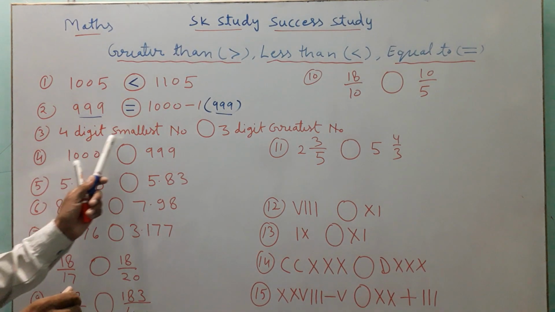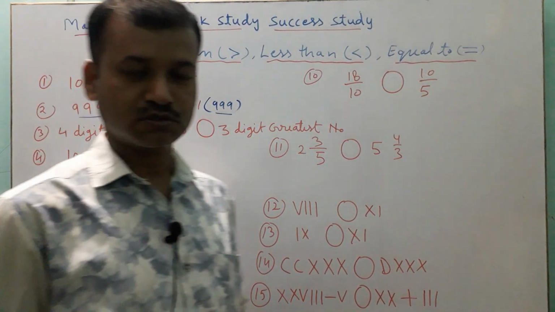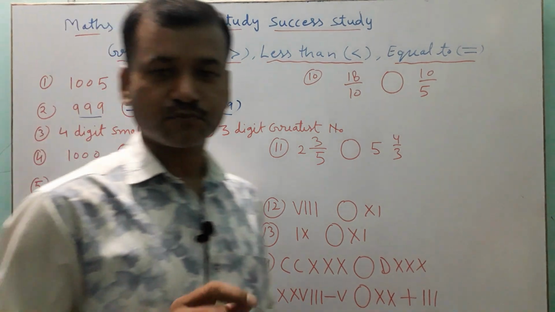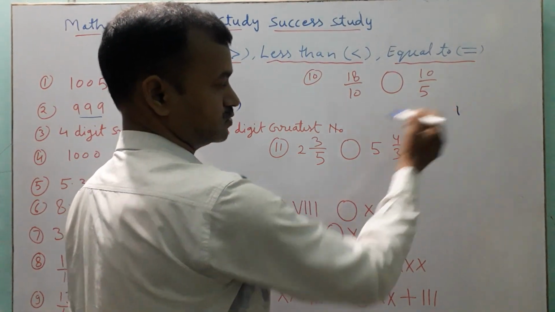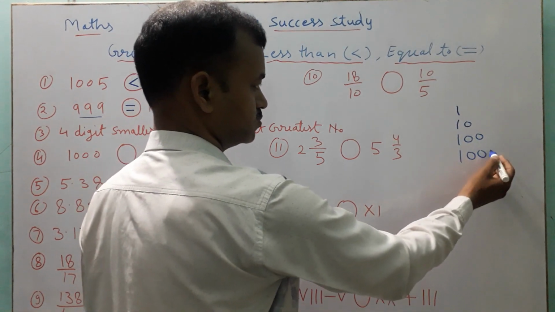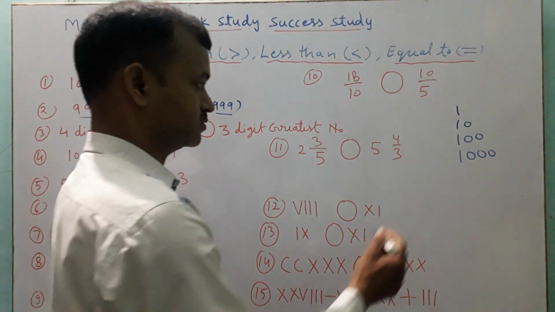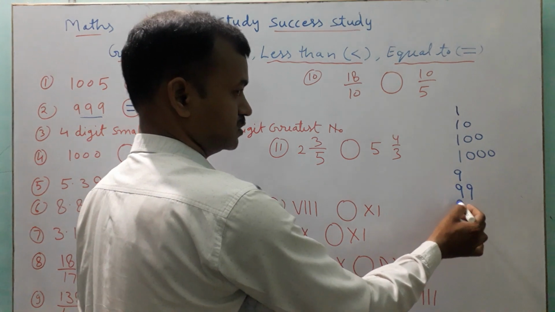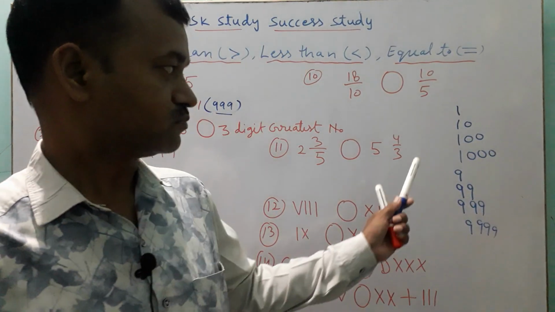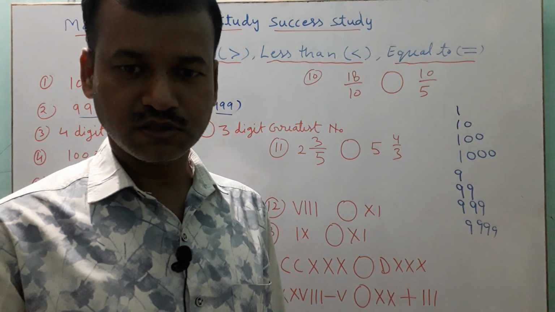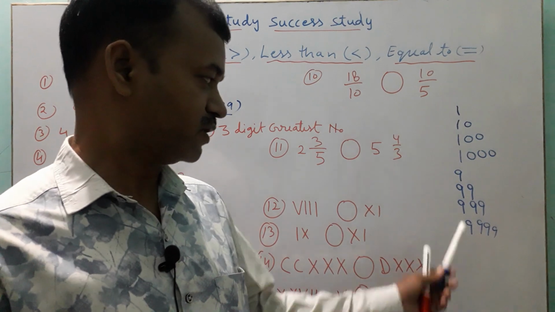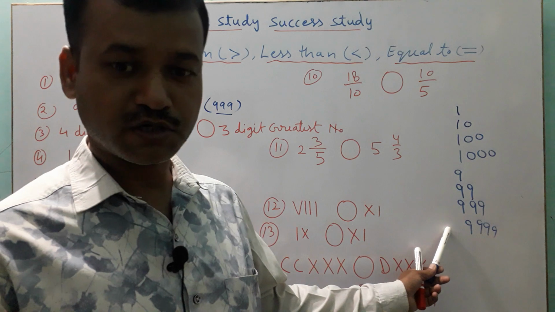Next, 4-digit smallest number and 3-digit greatest number. Which number is greater? What is the 4-digit smallest number? First we know the 1-digit smallest number. 1-digit smallest number is 1, 2-digit smallest number is 10, 3-digit smallest number is 100, 4-digit smallest number is 1000, and 1-digit greatest number is 9, 2-digit greatest number is 99, 3-digit greatest number is 999, 4-digit greatest number is 9999. We can say if we find the smallest number, then we increase the number of zeros, and if we find the greatest number, we increase the number of 9s.